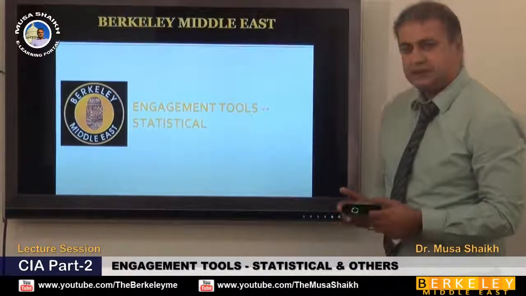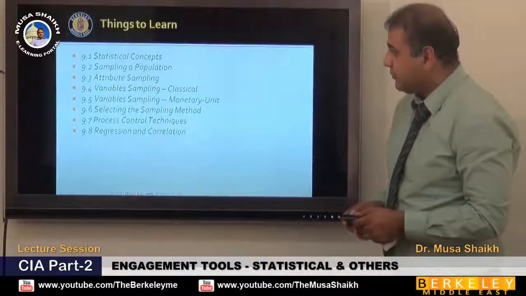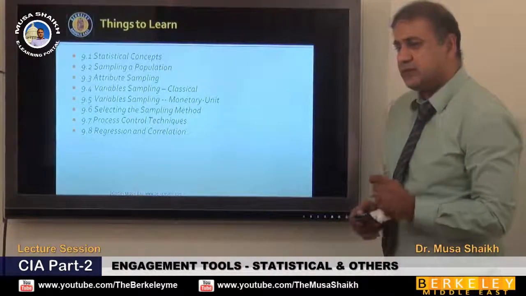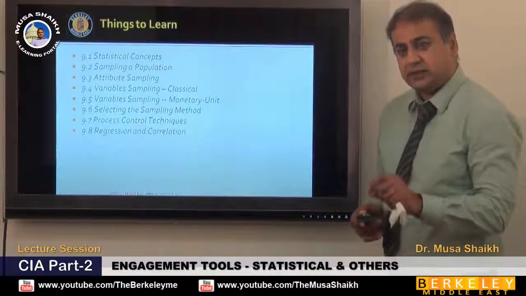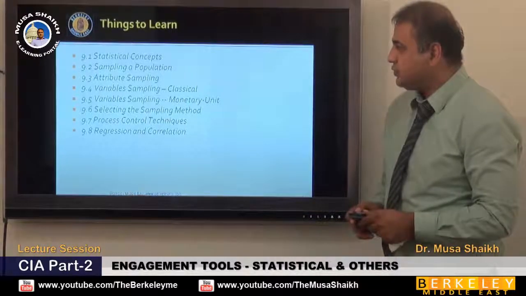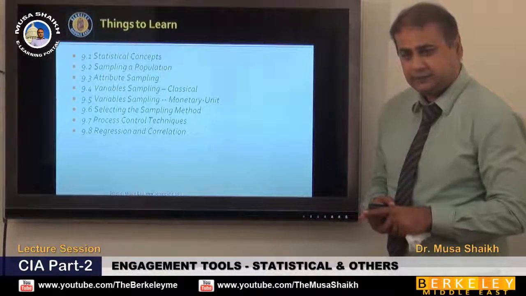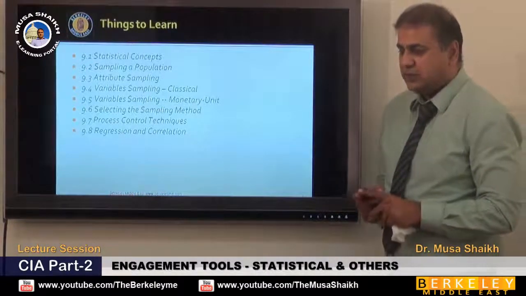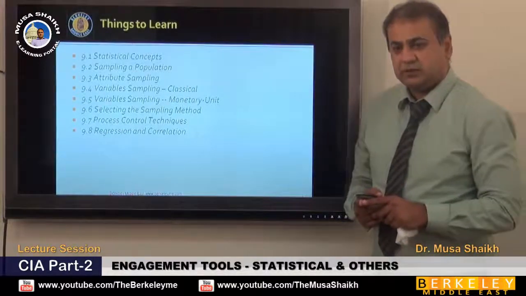Attributes and statistical techniques we have to understand. Broadly, we will see the concept of statistics in auditing, and how we will choose a sample from the total population, because it's not possible for an auditor to take all of it.